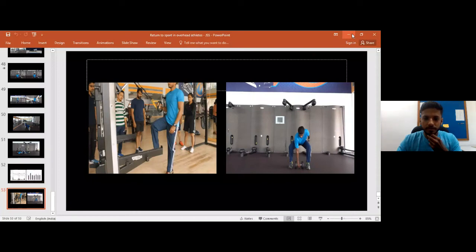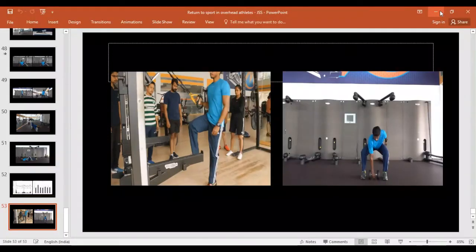In case of shoulder injury, what should be the initial exercise preference, whether isometrics or resistance exercise, in a sports person? I couldn't see the questions. Okay, sir, I'll read it. Sir, in case of shoulder injury, what should be the initial exercise preference, whether isometrics or assisted exercise, in a sports person?